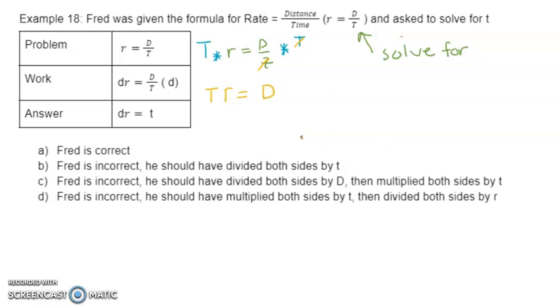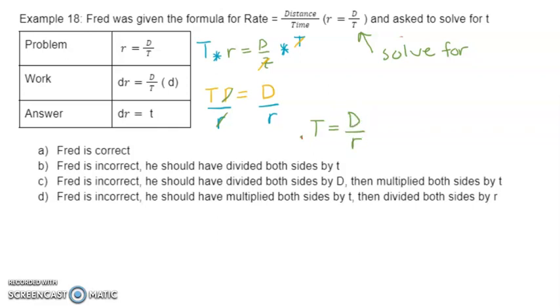Now I want to go ahead and get the T by itself, but since T is being multiplied by the R, I'm going to go ahead and divide both sides by R. And when I do that, the R's will cancel, and I'll be left with T is equal to D divided by R.